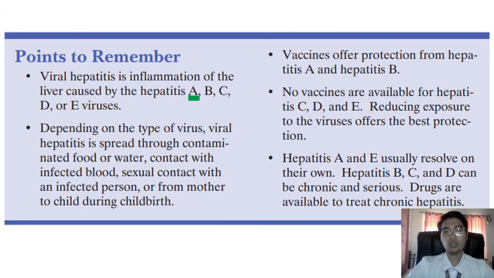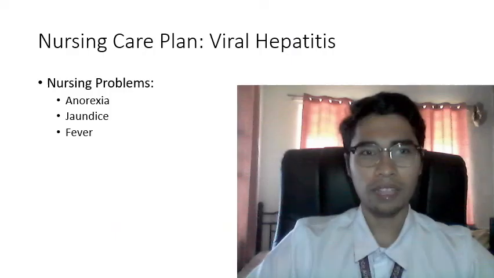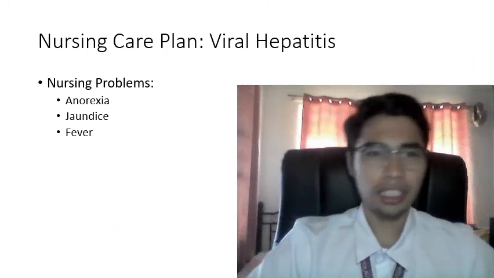Hepatitis A and E usually resolve on their own, so let your immune system fight it. Hepatitis B, C, and D can be chronic and serious. That's why we use immunoglobulin or interferons or antiviral drugs. So drugs are available to treat this chronic hepatitis. So if you are treated, you will be at low risk for developing chronic and serious complications. Okay. Now let's go for nursing care plan.